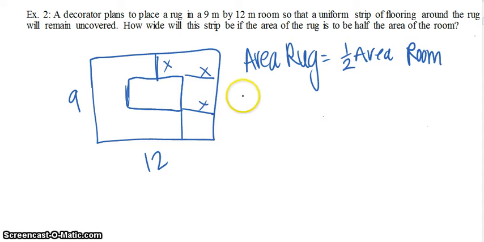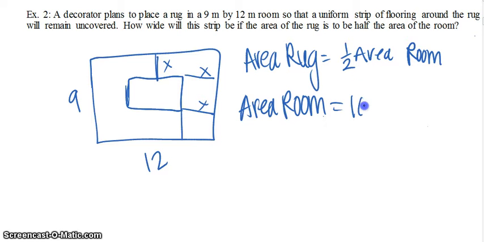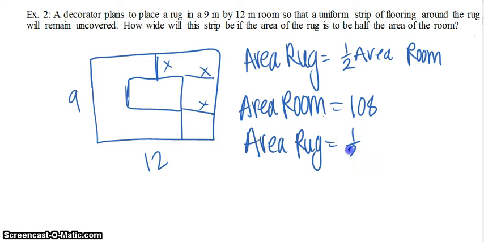So now we can easily figure out the area of the room, because it tells us the room is 9 by 12. So 9 times 12 is 108. So that means we can find out what the area of the rug is. The area of the rug is half of the area of the room, which is 108, which we know will give us 54. Okay, so now we know that. Now we just need to figure out the dimensions of the rug. But then we could set up an equation. We could say the length of the rug times the width of the rug equals the area of the rug, because we know how much the area is now.